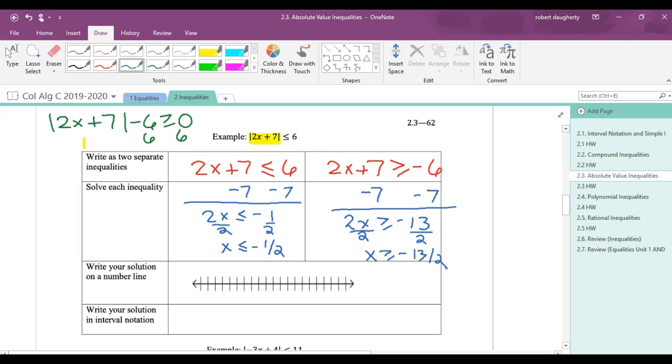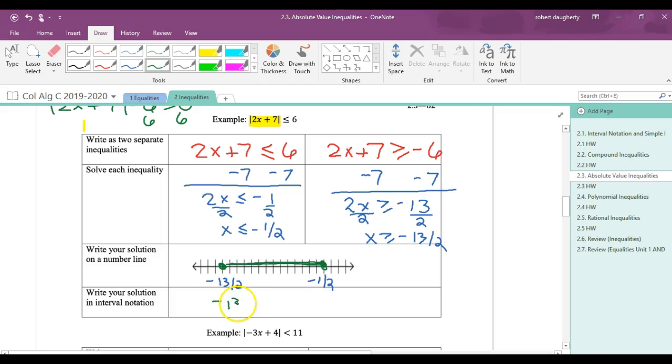Now, which of those numbers is smaller, -13/2 or -1/2? -13/2. So I'll go to my number line. -13/2, -1/2. What kind of circles go on those numbers? Closed circles. Okay. I'm shading that I'm greater than this number and less than this number. Where am I shading? In between them. Okay. So that's my region. How many intervals did I just draw? 1 interval. It's an interval from where to where? Yeah, you just read the numbers off of the chart.